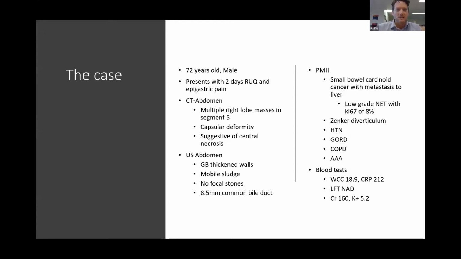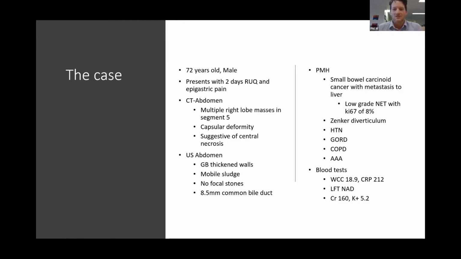At a tertiary hospital, he underwent a CT of his abdomen, and there were multiple right lobe masses in segment 5 of the liver. There was also some capsular deformity, and there was some suggestion of central necrosis in some of those lesions. An ultrasound was done, and there was some gallbladder wall thickening and mobile sludge, but no stones. So the patient had a past history of small bowel carcinoid cancer with metastasis to the liver, diagnosed 4 years before presentation. It was a low-grade NET, and there's his other past medical history there.